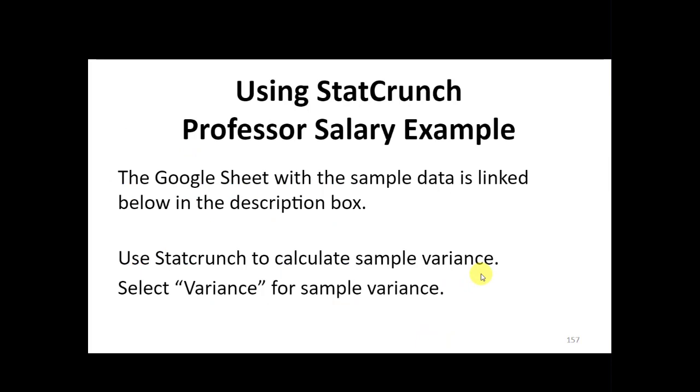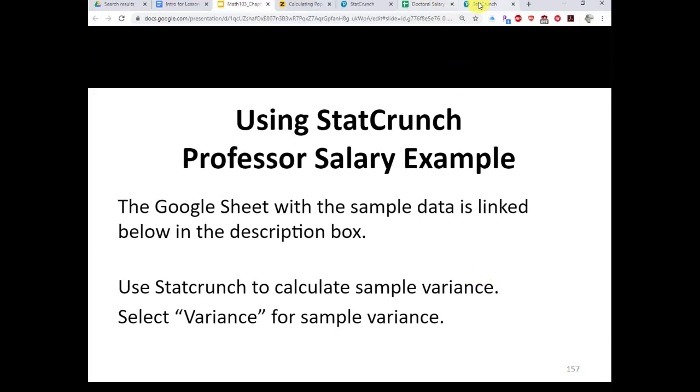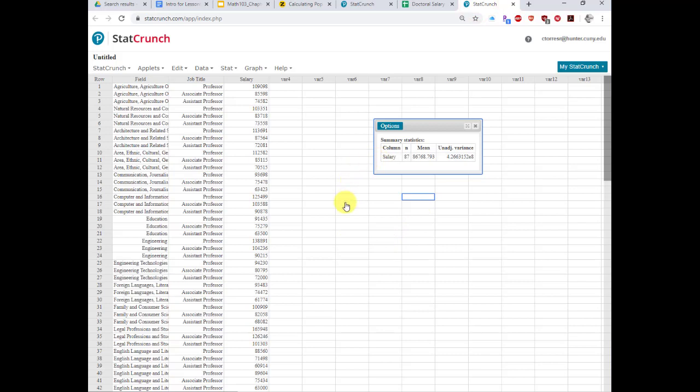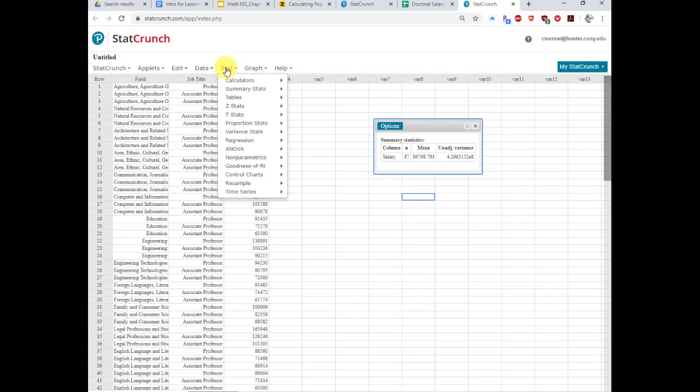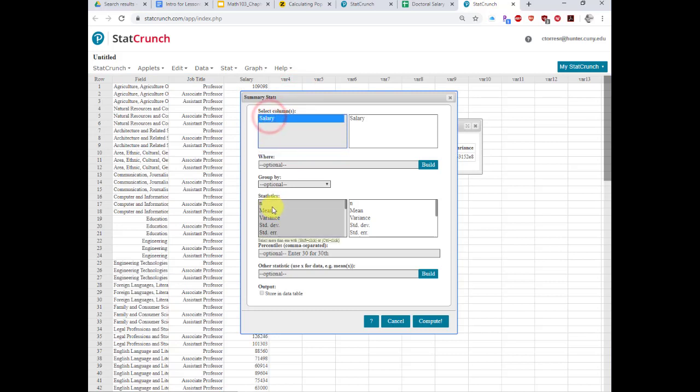So we're going to go ahead and do a quick example using StatCrunch with that same professor salary information that we had. And I'm going to go ahead and go into StatCrunch, and instead of saying that I have all of the professors that work at a school, I'm just going to say that this is a sample of the professors that work at a school, and calculate the sample variance. So just as before, I'm going to go to Stat, Summary Stats, Columns, click Salary. I'm going to go ahead and click the sample size, hold down Control, or if you have a Mac, you would hold down Command, click Mean.